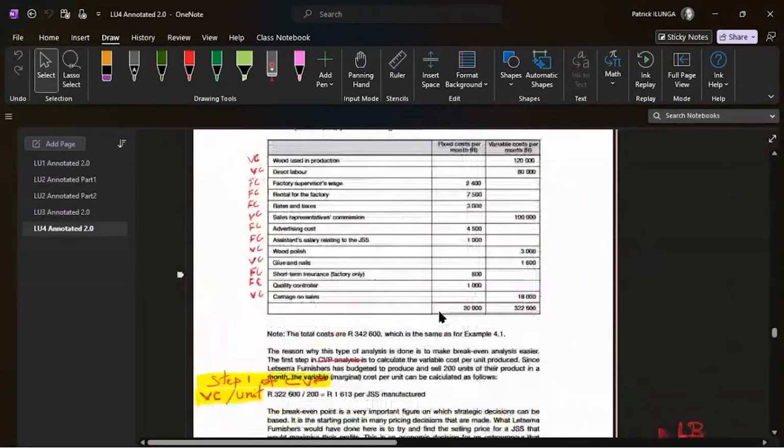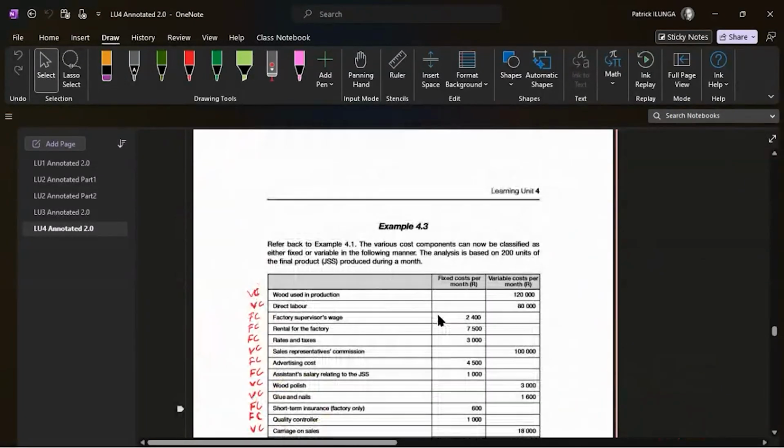Okay, let's jump into an example. And I love the examples that they put in front of you. Go through example 4.3 because it gives you a series of costs and it asks you one thing first: classify them, categorize them. Are they fixed cost or are they variable cost? Why did we do this? We did this so that we want you to understand what is a variable cost, what is a fixed cost.